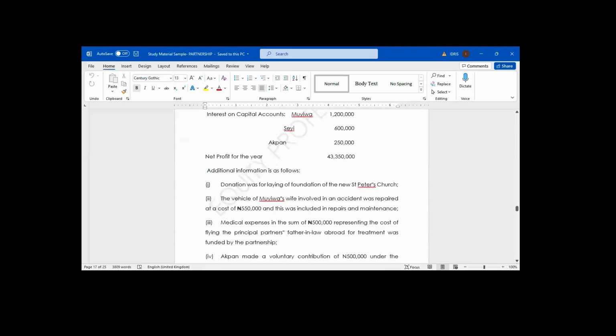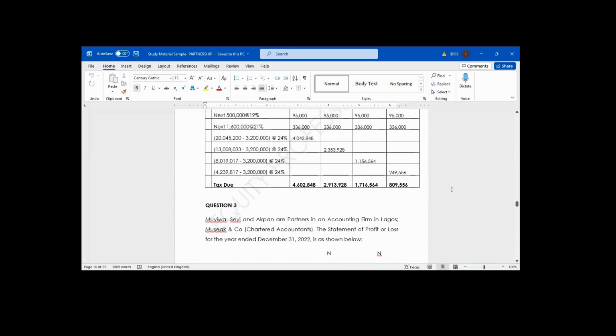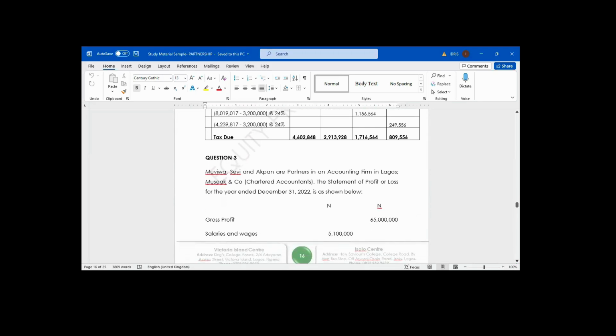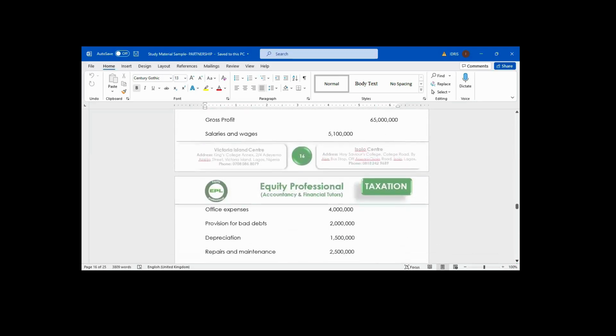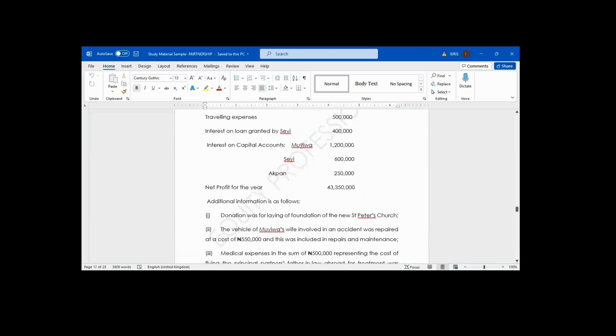Thank you, sir. So anything we want to do on partnership business, what do we need to compute first? What do you think we should compute first? Adjusted profits. We need to take this net profit given to us and adjust it. That is the first thing. We need to adjust it so that we get adjusted profits.